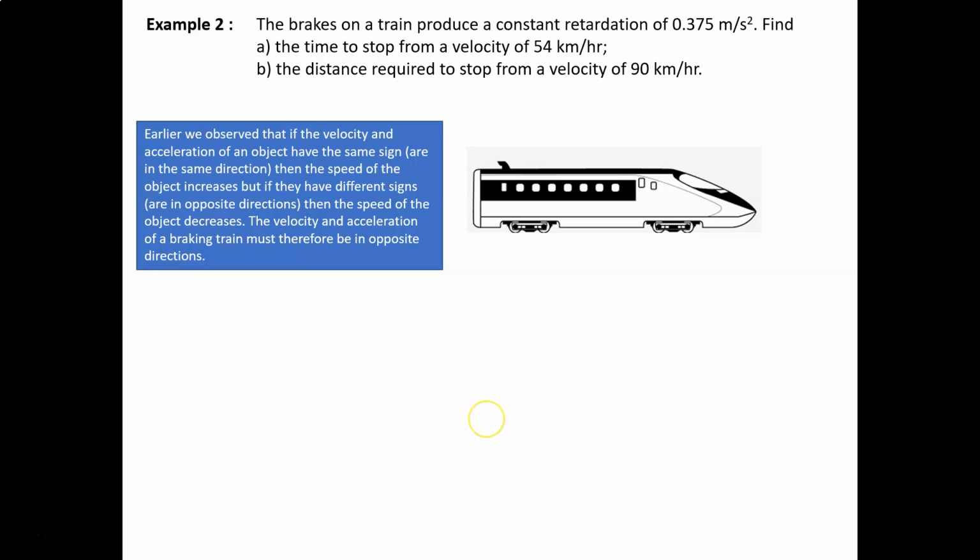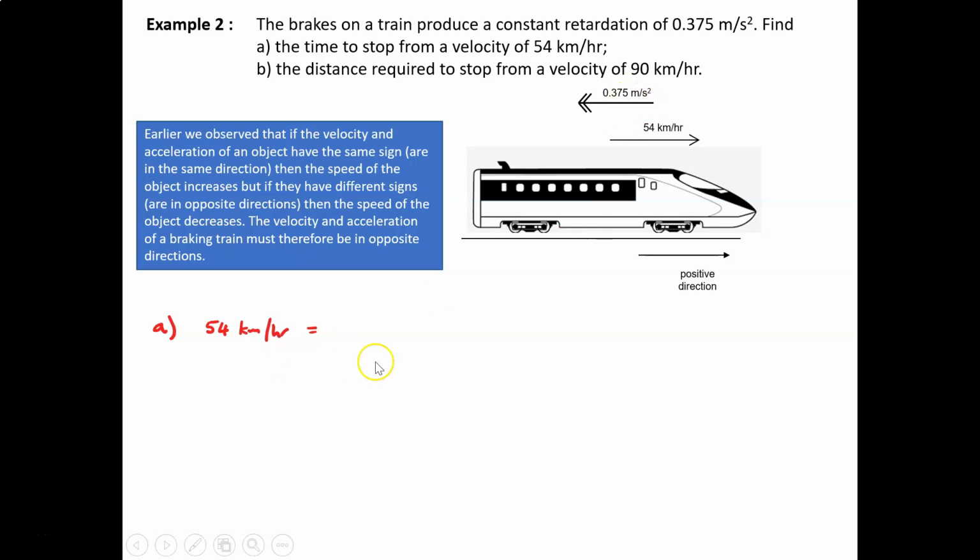The velocity and acceleration of the braking train must therefore be in opposite directions. So the train is moving forward at 54 kilometers an hour. It's being retarded, so being slowed down, so the retardation is going in the opposite direction of the motion. Positive direction is from left to right. So our acceleration will be a minus.